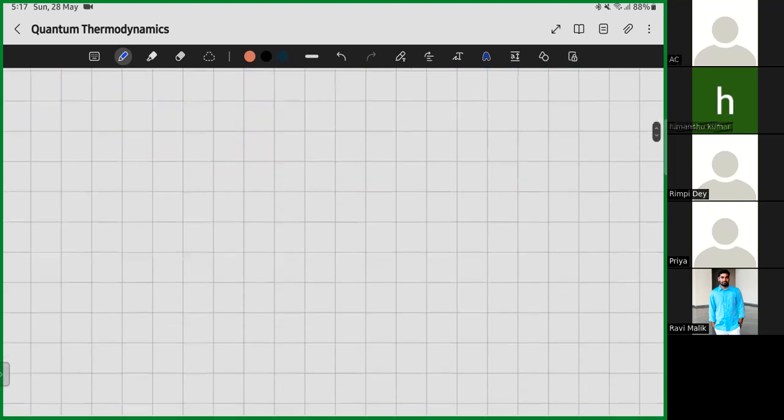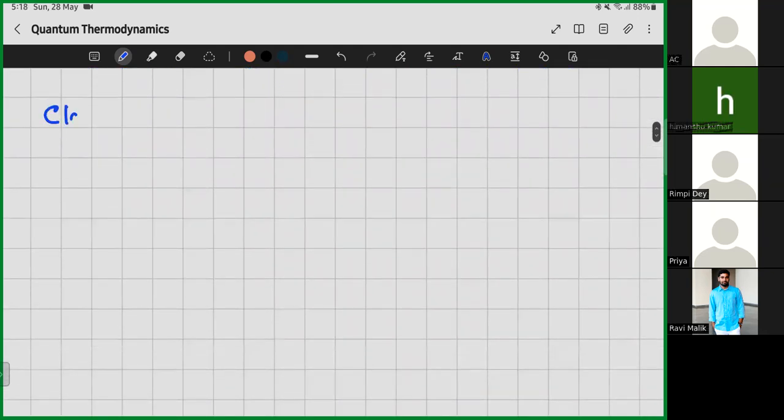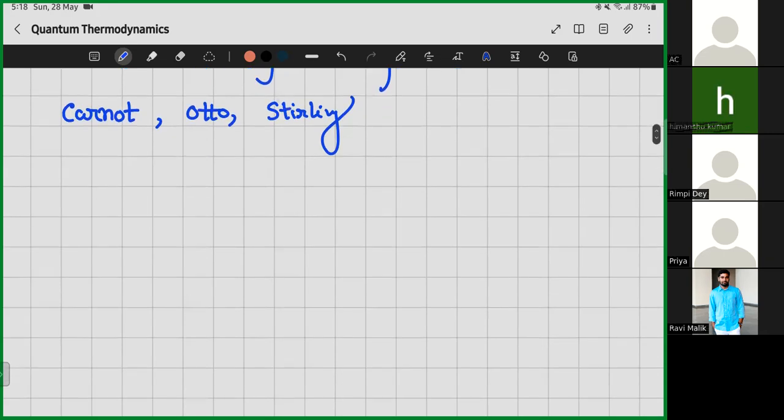Okay. So here we will discuss our classical thermodynamic cycles. There are three types of cycle I will discuss. First is the very famous Carnot cycle, then the Otto cycle, and the Stirling cycle. These three cycles we will study. Then I will introduce quantum mechanics.